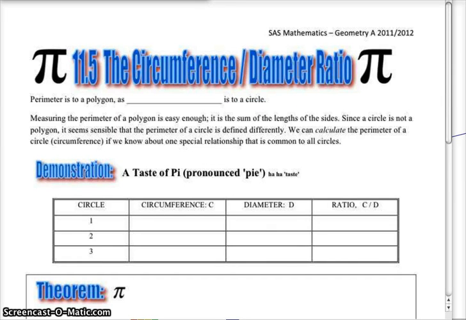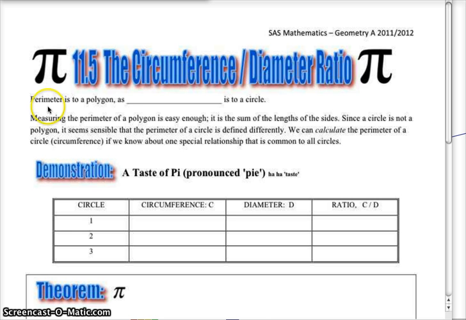Okay, hopefully you guys did okay on the quiz and you're understanding all the different formulas and ways to calculate areas of different polygons. And now we're going to move on to the circle portion of this chapter. So we'll do circumference and area of a circle.